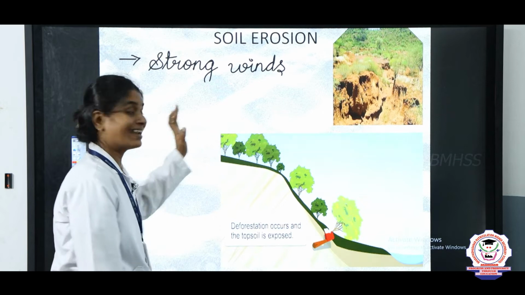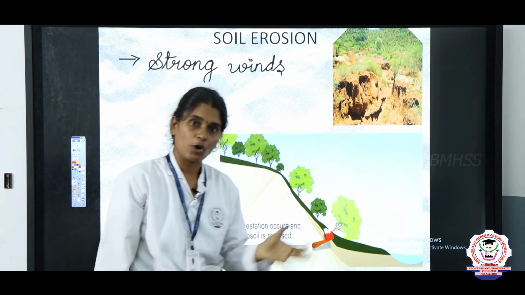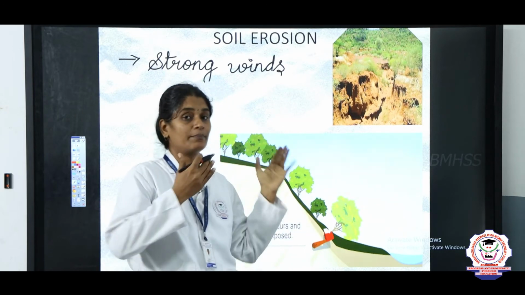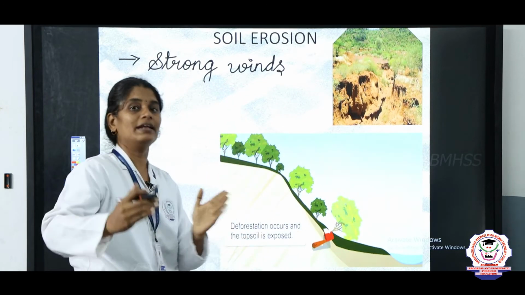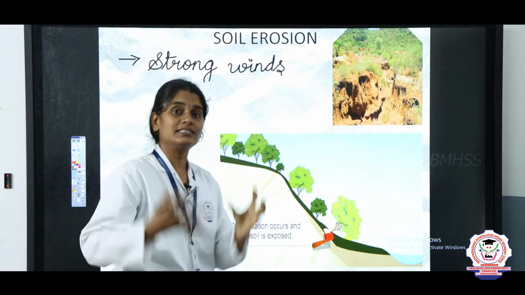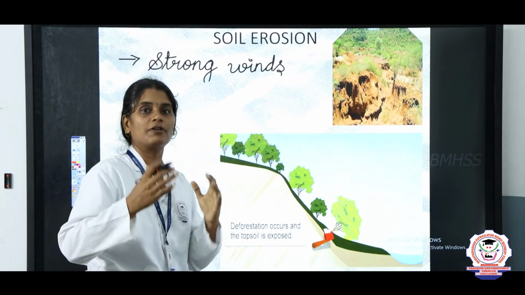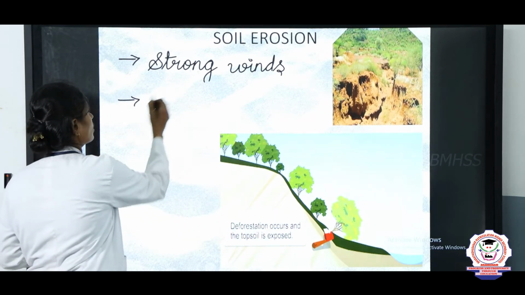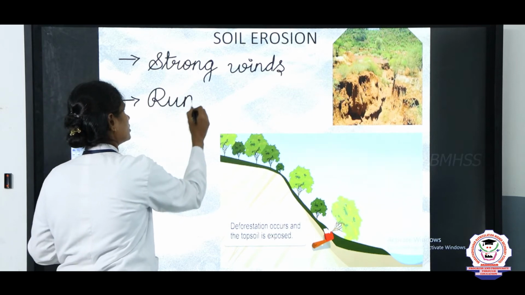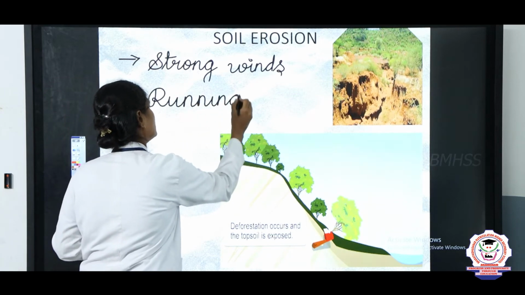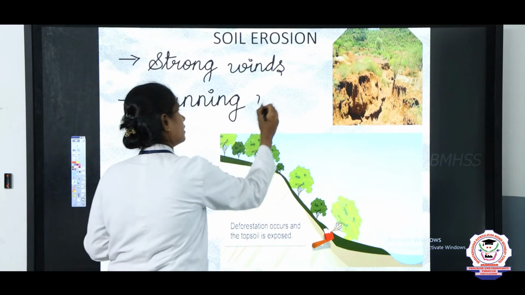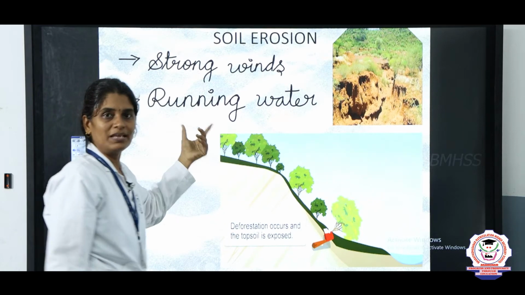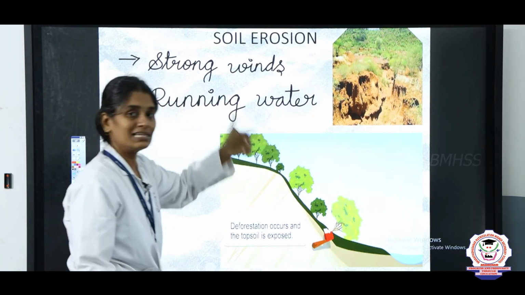So next, by running water. In monsoon seasons there will be heavy rainfalls, and because of the heavy rainfalls there may be floods. Because of the flood, the running water carries the topsoil, removes it from that place and deposits it in new places. So running water is also a cause for soil erosion. Due to heavy rainfall there will be running water, mostly in the hilly areas.